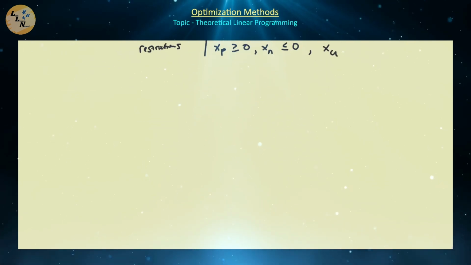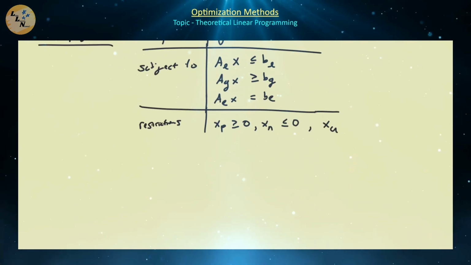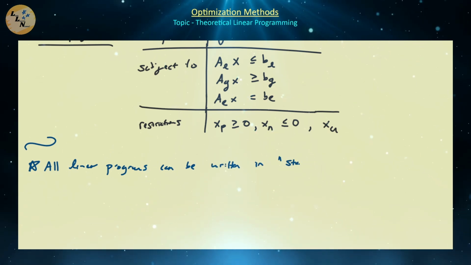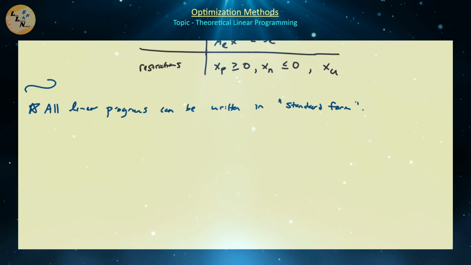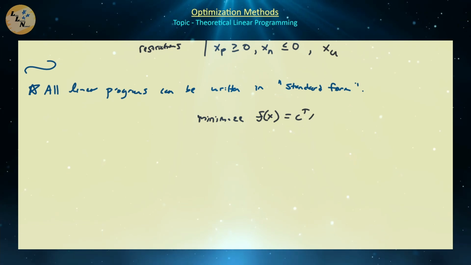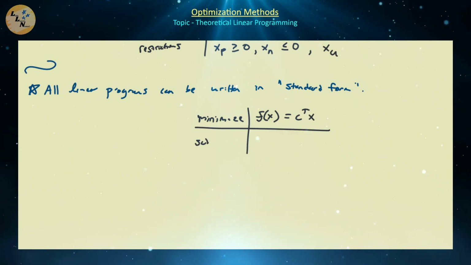Now, what we did last time was describe a few computational tricks that one can do to write these in what we call standard form. So we were able to at least justify that all linear programs can be written in what we refer to as standard form, where the standard form of a linear program is of the following structure. We seek to minimize our functional f of x is equal to c^T x, subject to Ax is equal to b.